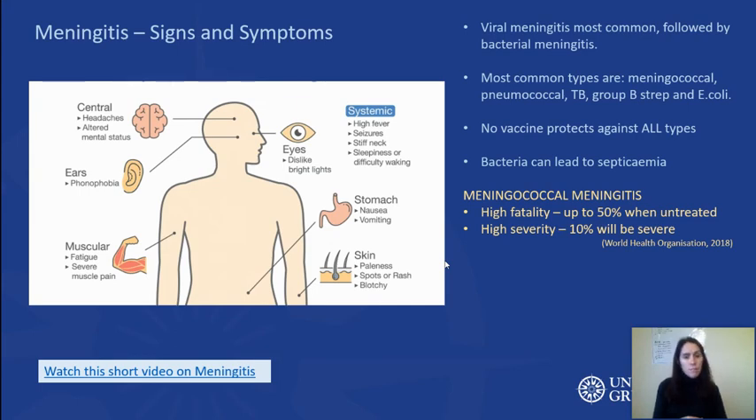It can be fatal. It can be super, super serious. Most of you have got the vaccine, but the vaccine doesn't cover all types of meningitis. So your two main types that you've got are viral and bacterial. Viral is the most common one. Bacterial, however, is the most fatal one.